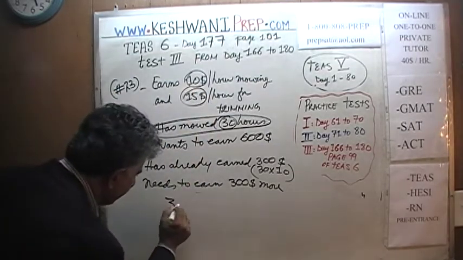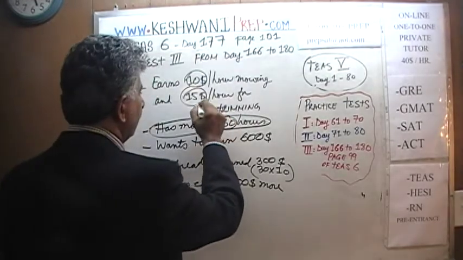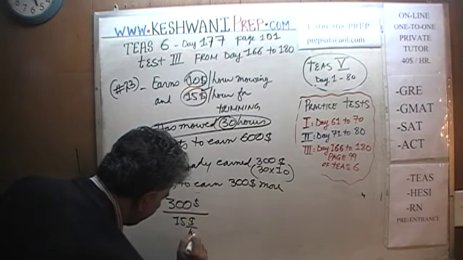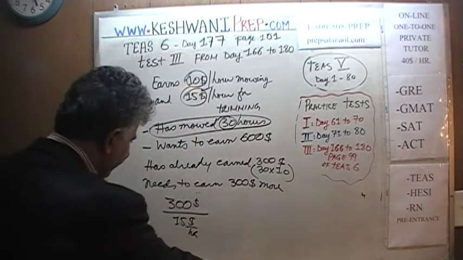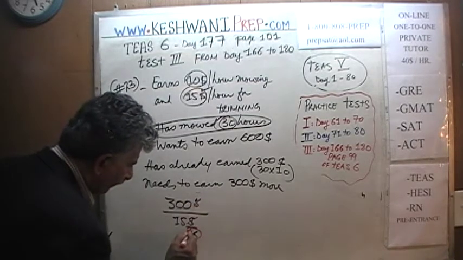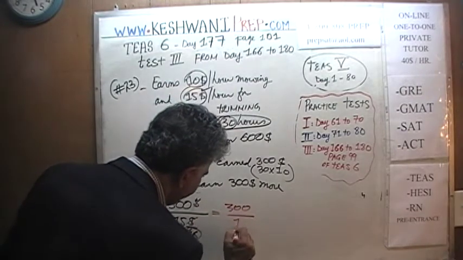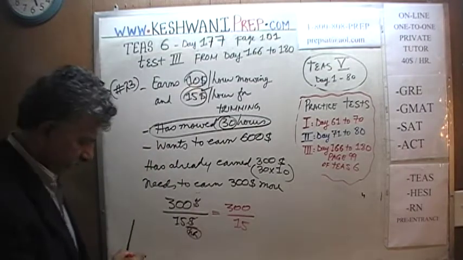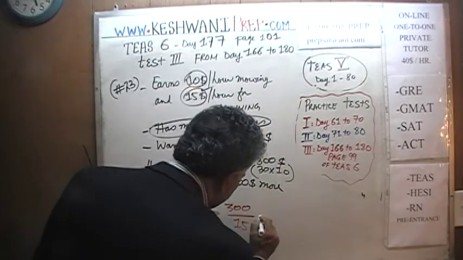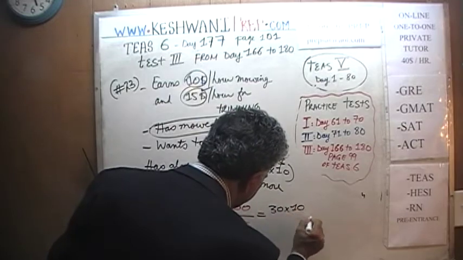So here we go. $300 that we need to earn, and we're going to divide it by what she charges for the trimming, which is $15 per hour. And the very first thing we notice is the dollars are going to drop out from top and bottom, and the hours on the bottom are going to end up on the top. So what we're looking for is 300 divided by 15. And if you have trouble dividing 300 by 15, don't write 300 as 300. Write 300 as 30 times 10 over 15.